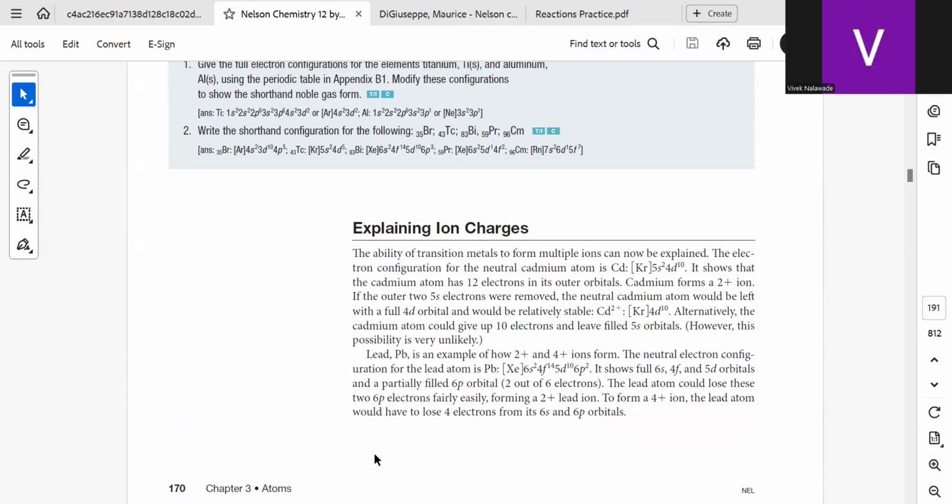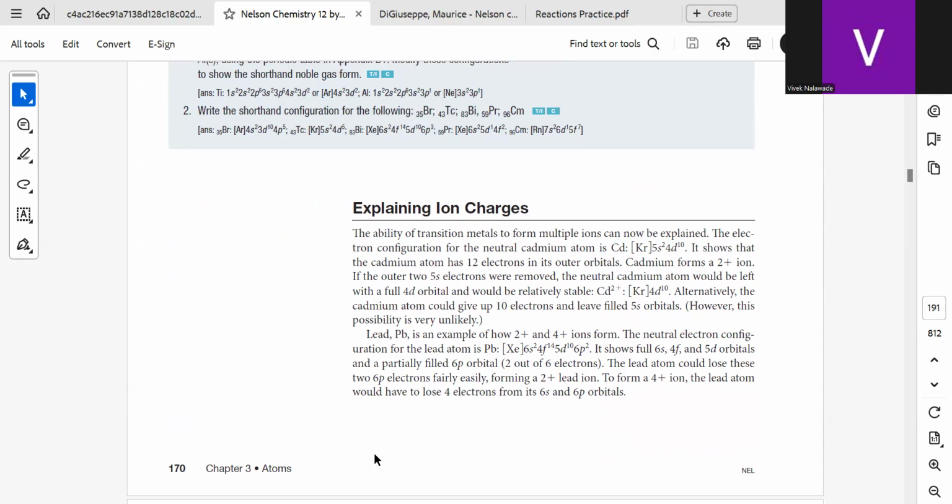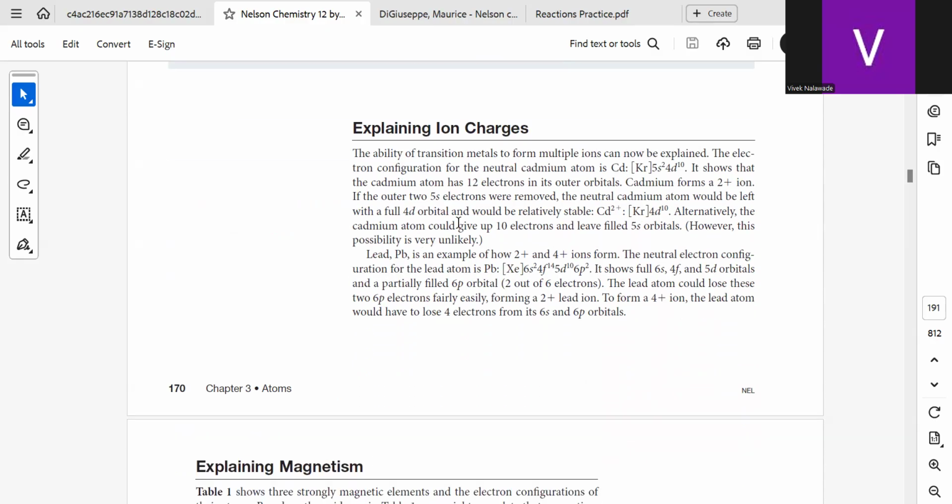Then explaining ion charges. Now it's easy to understand what the charges for the elements would be. Transition metals are called transition because they have more than one charge. Now if you look at this, the electronic configuration for the neutral cadmium atom shows that cadmium has 12 electrons in its outermost orbit. Cadmium forms a 2 plus ion. Why? Because the 5s is the one which is easy to donate, because that is the outermost.